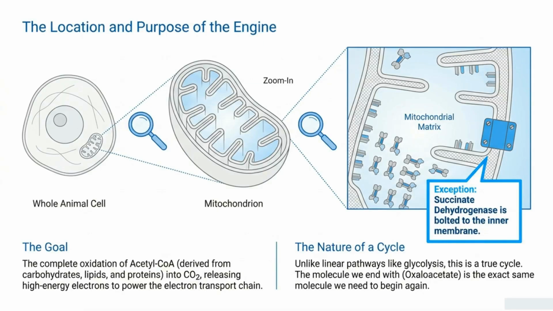membrane. The ultimate goal here is to take acetyl-CoA, which comes from the breakdown of carbohydrates, lipids, and proteins, and completely oxidize it into carbon dioxide. This process releases high-energy electrons that will later power the electron transport chain. Remember, unlike linear pathways like glycolysis, this is a perfect, continuous circle.